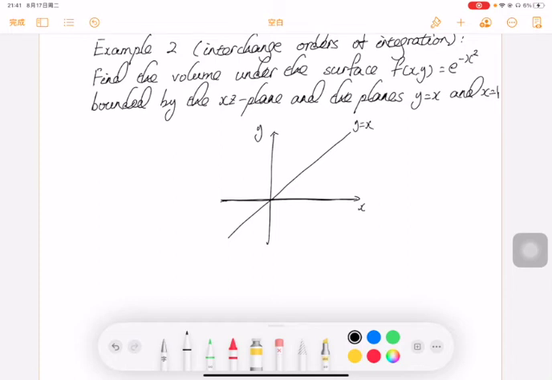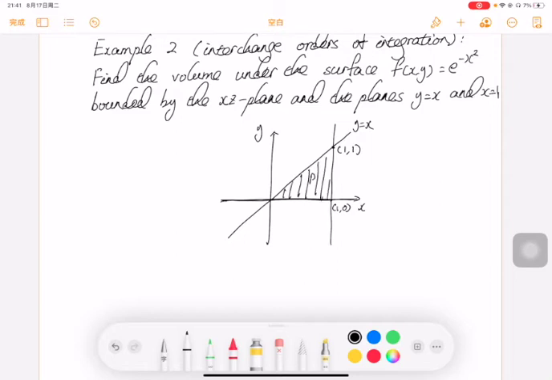And then x equals 1 as a plane is once again a plane that's coming out of the paper. But if you look at the trace on the xy plane, it would just be the straight line x equals 1. Okay, and this point has the coordinate 1, 0. And since this is the intersection of y equals x and x equals 1, the intersection point has the coordinate 1, 1. So we got our region R.